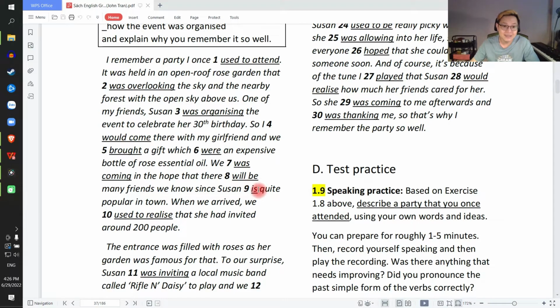Number 9, is quite popular in town. So what if Susan is truly popular in town? It's a fact about her. So it doesn't matter if it's in the past or in the present. It's still a fact. It's still correct about her. So is still correct. Because you can talk about a fact, you can use a present simple.